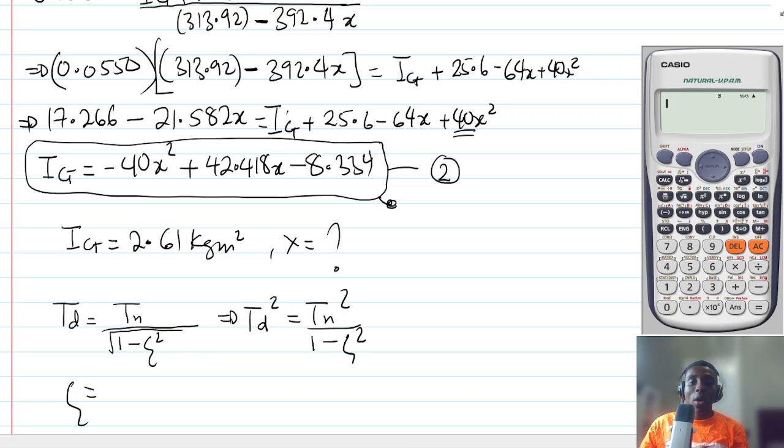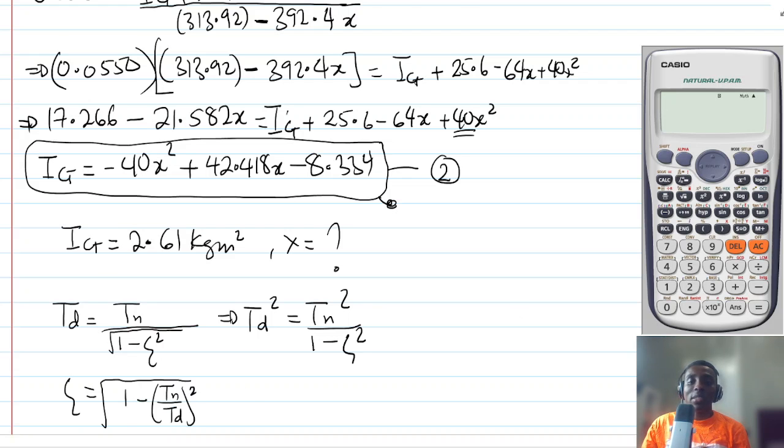Essentially, if you solve for the damping ratio, zeta is going to be, sorry, it's actually the square root of 1 minus Tn divided by Td, all squared. So essentially that is the damping ratio.